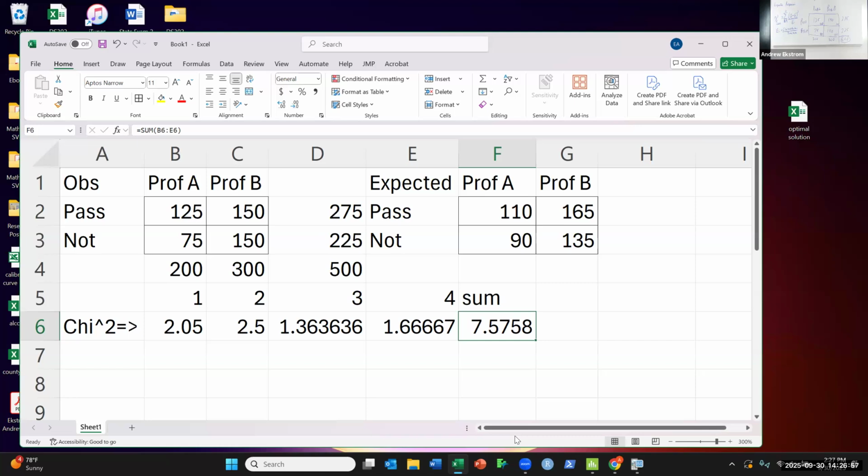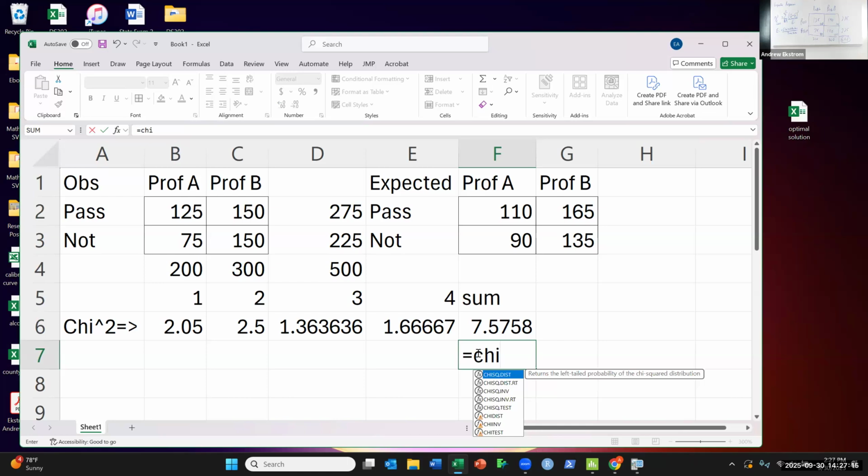Now, to figure out what's going on here, we have to compare the chi-squared calculated value versus the chi-squared value that's normally in a table. There might be a way to look at something else. So chi-squared distribution, a lot of times chi-squared inverse.